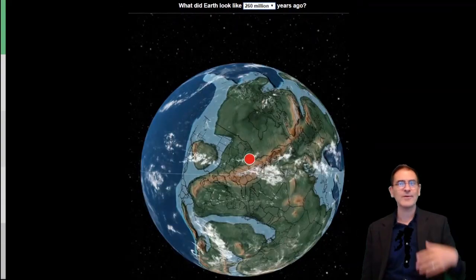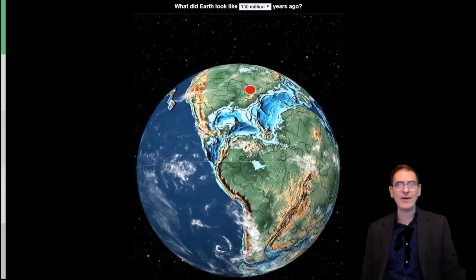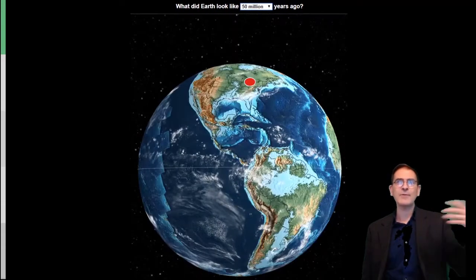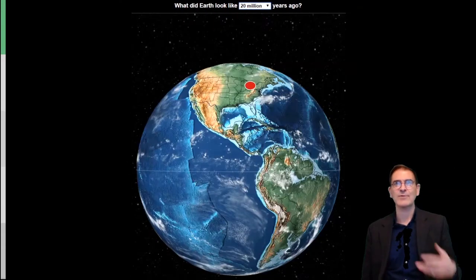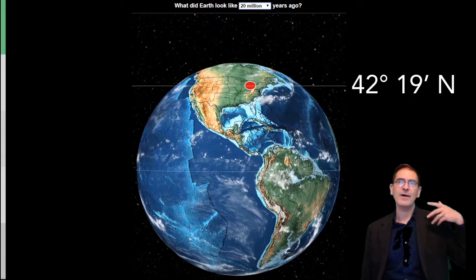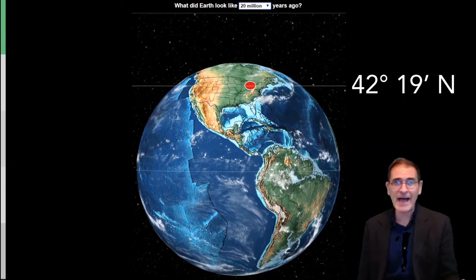Really, by about 200 million years ago, it was securely in the northern hemisphere, and it moved around a little bit, sometimes quite far north, sometimes a little bit further south, but it really stuck in this space in the last 200 million years until settling down to right about where it is now at the 42nd parallel of latitude. So this is our location. It's moved around a lot, but we're here.